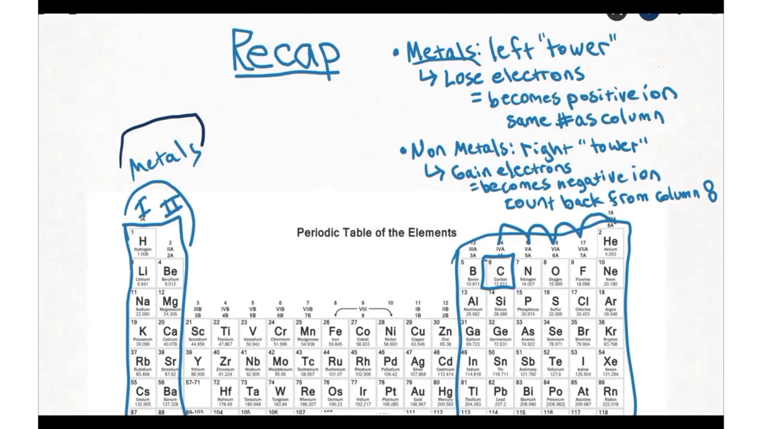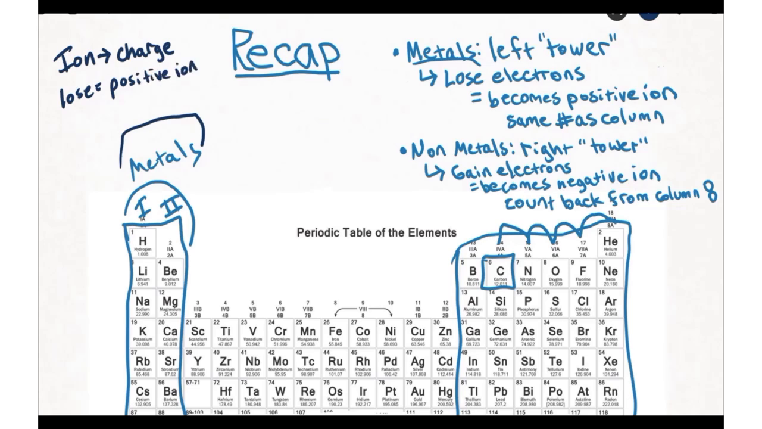positive ion. Remember, an ion is an element that has gained or lost electrons, and so they end up having a charge. Normally a regular element has no charge, but if they gain or lose electrons, they're going to end up having a charge. So the metals on the left two columns, they're going to end up losing electrons, which gives them a positive charge, and they become a positive ion.